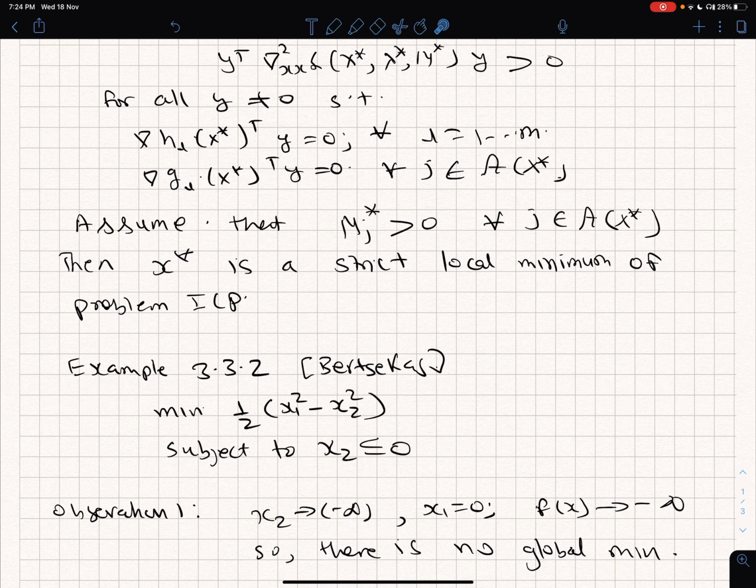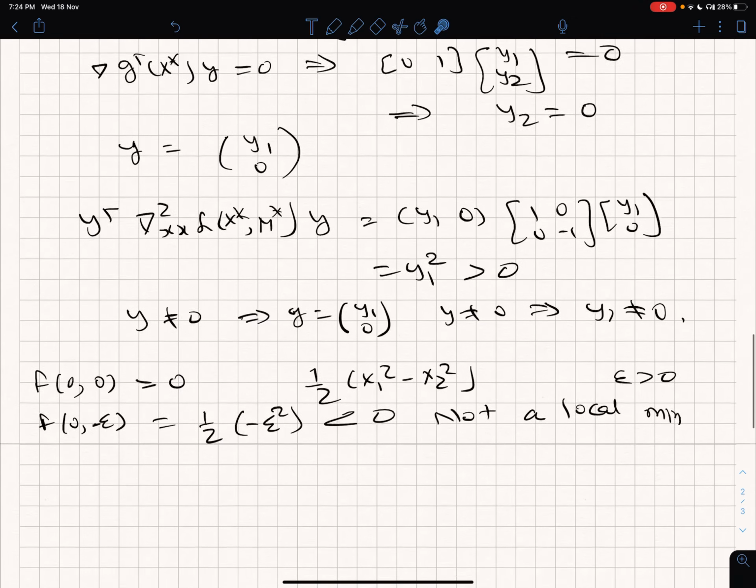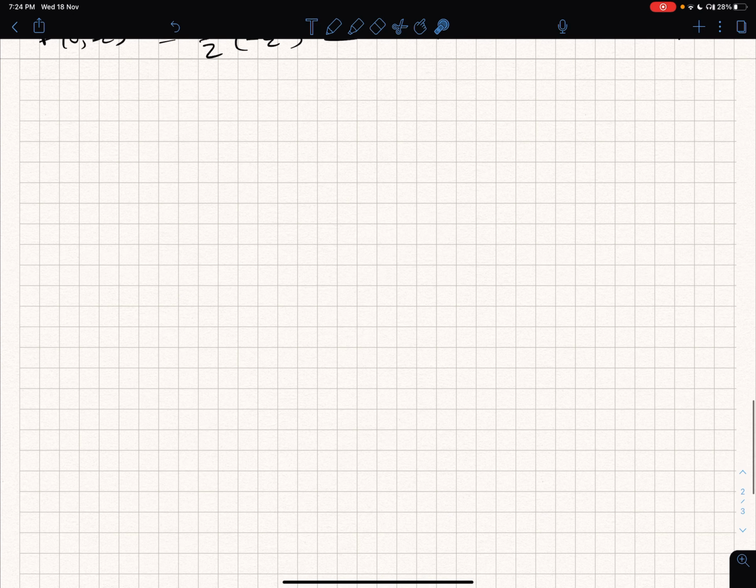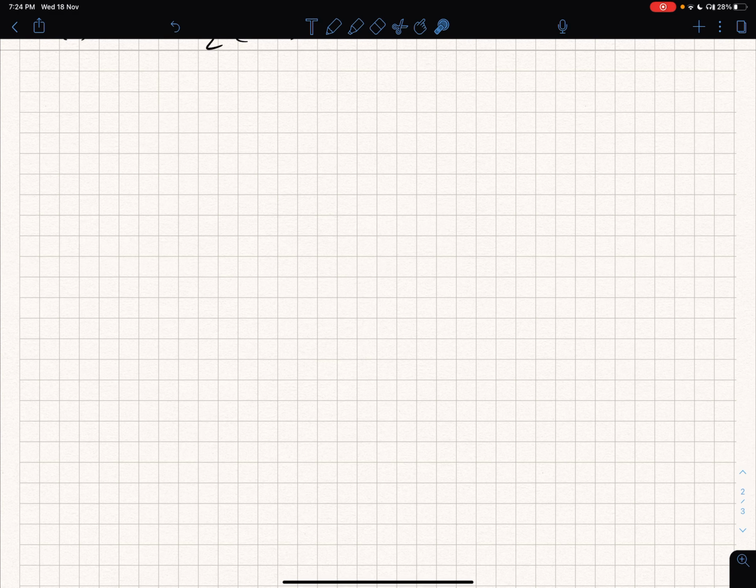Okay. Now with this, this example was to show the importance of why in the sufficiency conditions we emphasize that mu i should be strictly greater than 0 for an active inequality constraint.